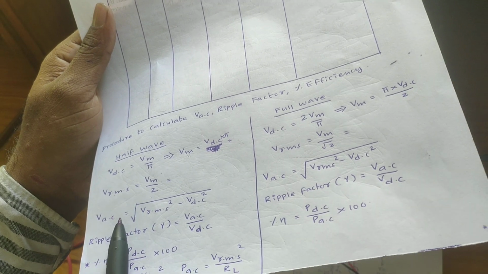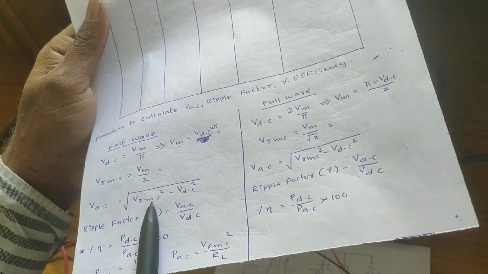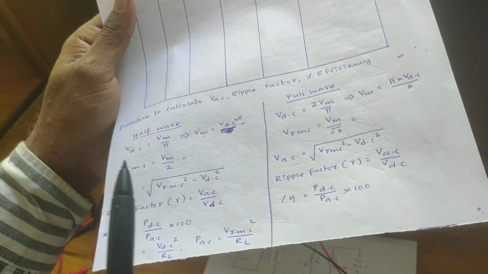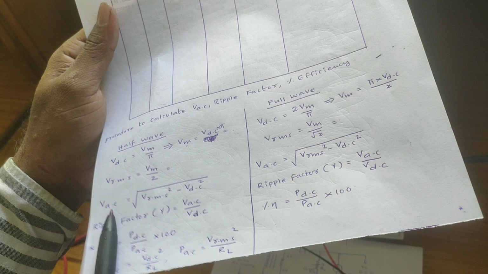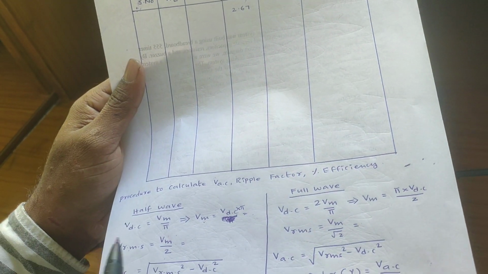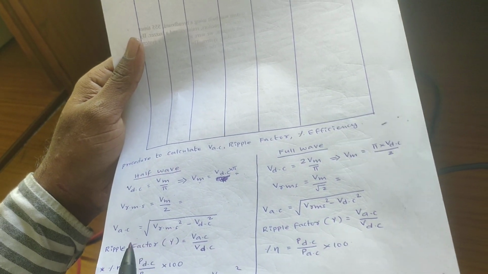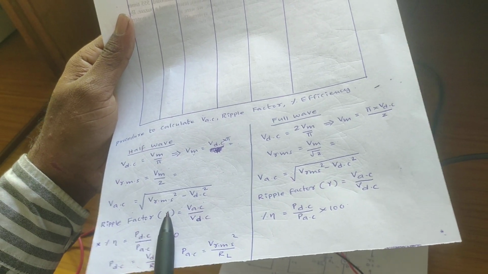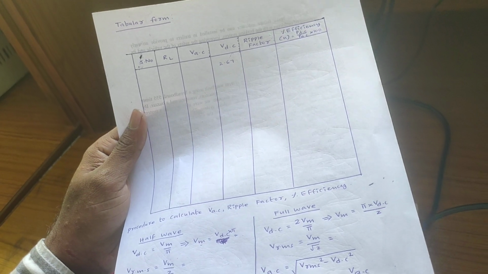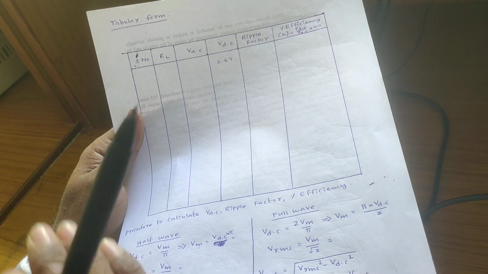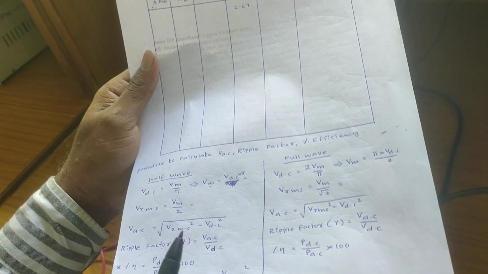Next, VAC. VAC equals square root of Vrms squared minus VDC squared. Here VAC is not the supply voltage; it is the amount of AC voltage present in the DC output. Ripple factor indicates the amount of AC voltage present in the DC output. In this case we will get a ripple factor of approximately 1.2. That means 120% AC component is present in the DC output voltage. That is the drawback of the half wave rectifier.